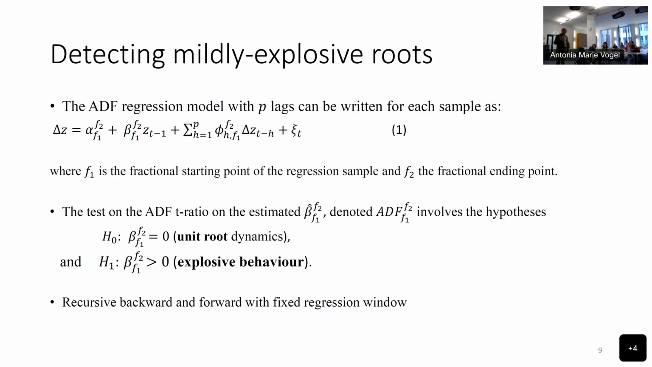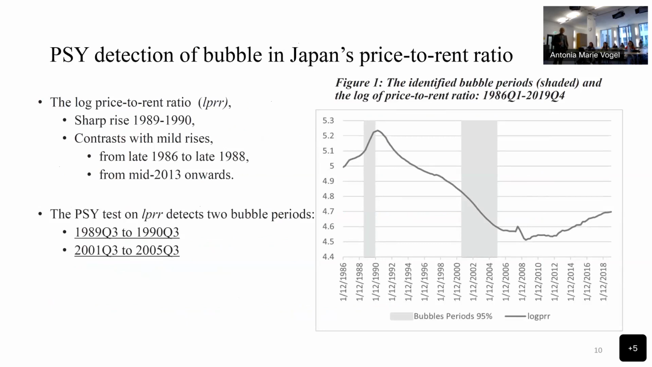The intuition is you're going to detect a bubble on a given window, so be careful. When we will be giving dates, it's only the end point of the period of the window. So you need a certain window size, which is optimized depending on your sample size and so on. So that's a Japanese application from the 1980s up to the eve of the pandemic.